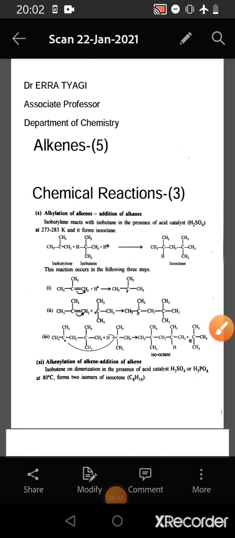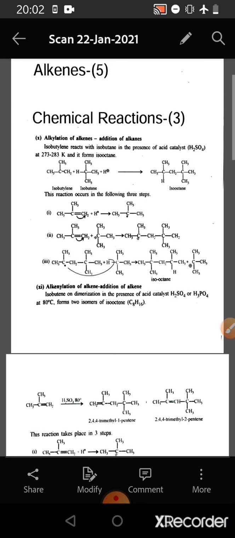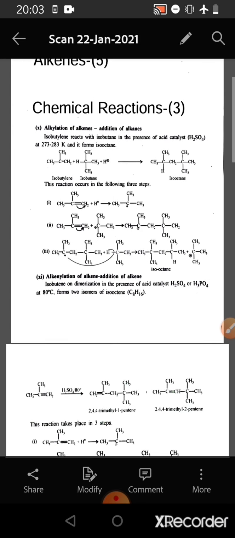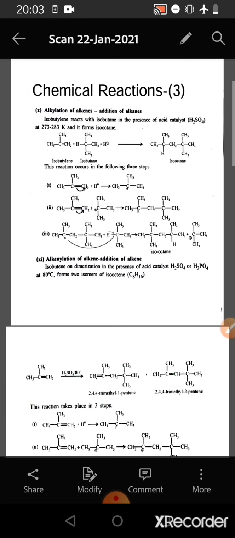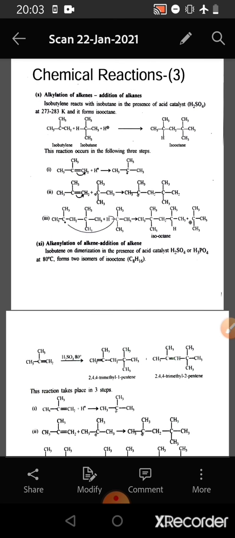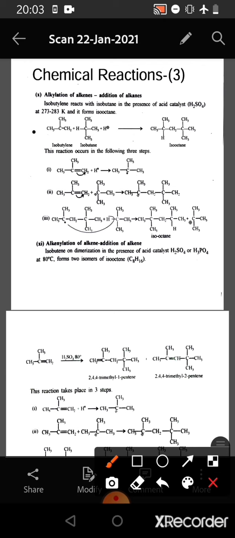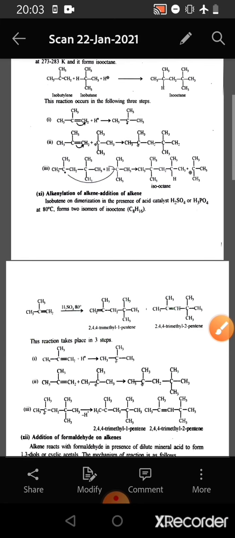In continuation of the last videos on alkenes of BSc Part 1 Organic Chemistry, in this video we will continue with the chemical reactions of alkenes, and the first reaction that we are going to undertake is alkylation of alkenes or addition of alkenes. Isobutylene reacts with isobutane in the presence of acid catalyst at 273 to 283 Kelvin and it forms isooctane. This reaction occurs in the following three steps.